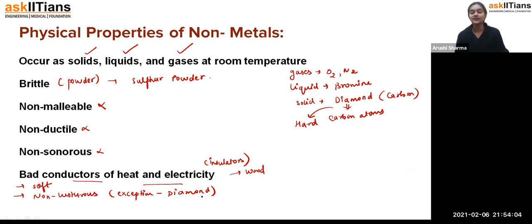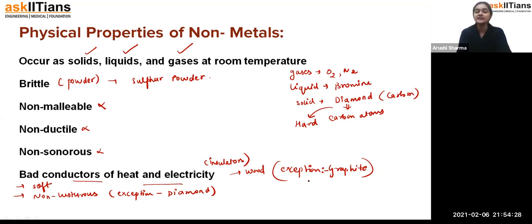Yes, I got one thing also, that for the conductivity there is an exception: graphite is carbon only, but it is a good conductor of electricity because it also has one free electron. Fine, so these are the physical properties of the non-metals, students.